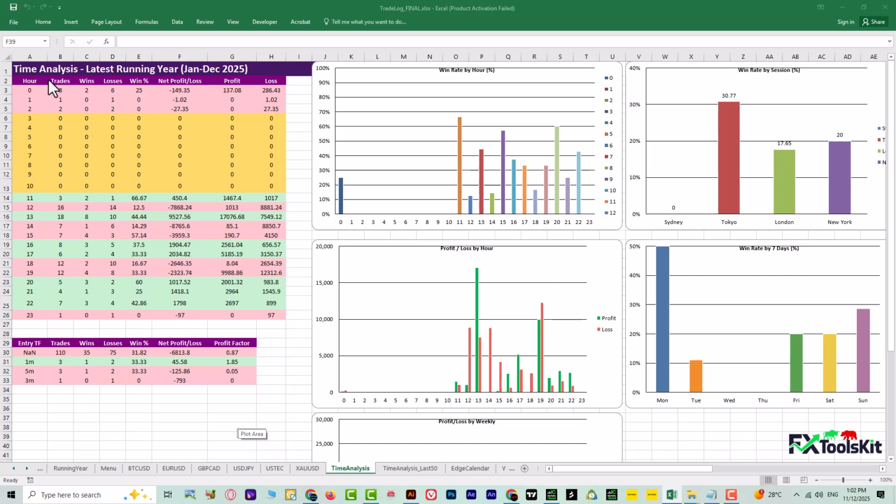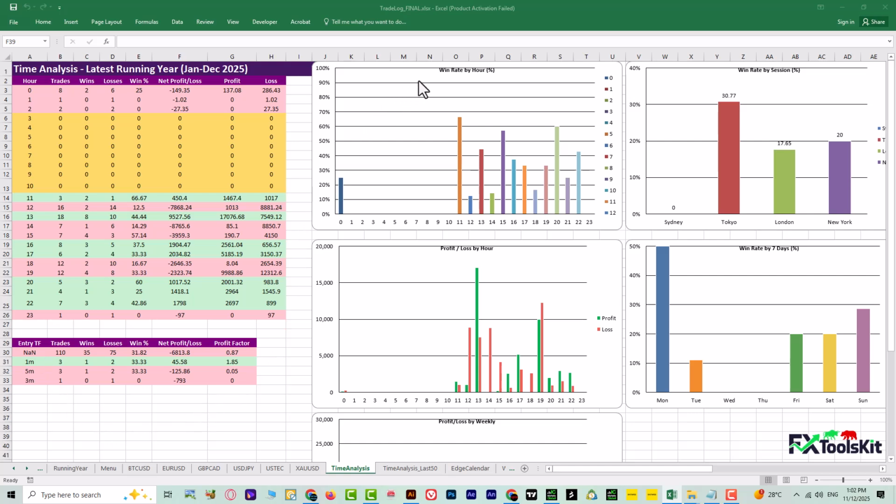In the time analysis, latest running year table, it will show for the running year how many trades you took in each hour, how many wins and losses, the win and loss percentages, and profit and loss. In this table, it will show which time frame you used to take the trades, how many trades you took on that time frame, the win-loss, win and loss percentages, net profit, and profit factor. NAN means that when you took those trades, the Trade Journal Pro EA wasn't attached to your chart at that time, so it didn't capture your entry time frame when you take the trade.